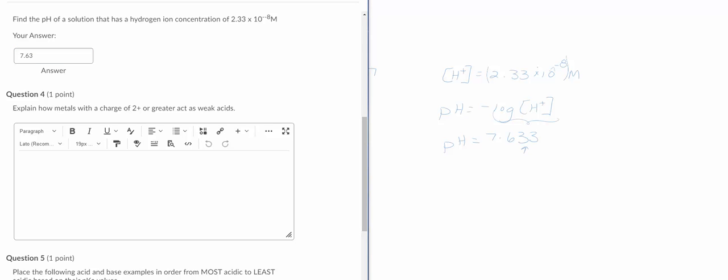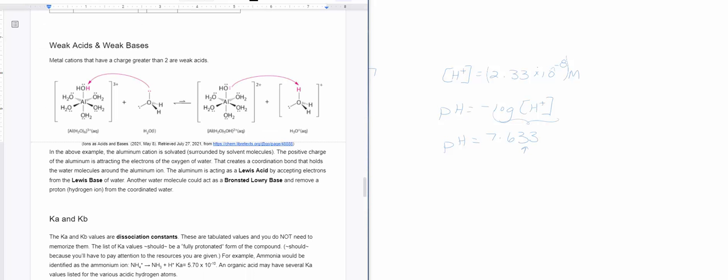Number 4, explain how metals with a charge of 2+ or greater act as weak acids. Well, this is part of the lecture portion, or the written out portion that is actually in the classroom. So your metals end up being solvated, and because they are solvated, they create a coordination bond that holds water molecules around those ions of 2+ or greater. So the metal acts as a Lewis acid and accepts the electrons from the water.